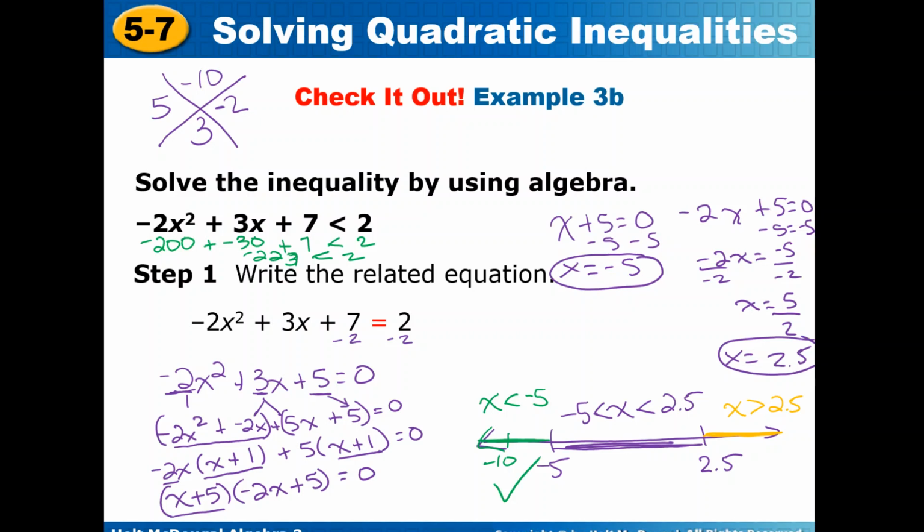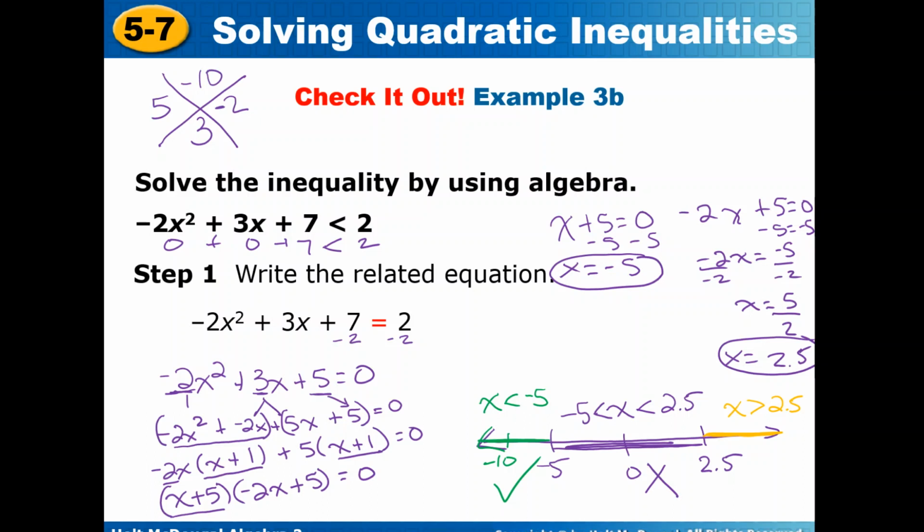All right, in the purple region, I'm going to choose 0. That'll be a nice, easy one. And so 0 squared, 0 plus 0 plus 7. So is 7 less than 2? No, it's not. 7 is a lot more than 2. So this one gets a big X.